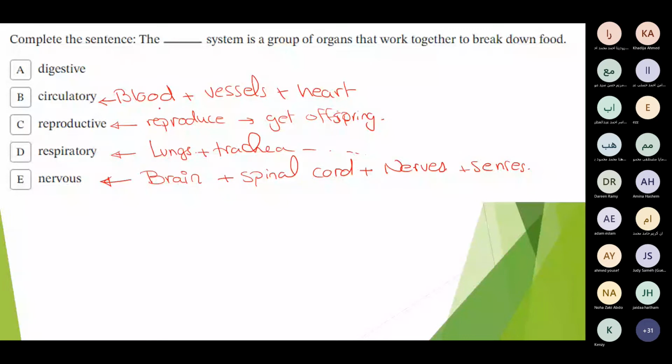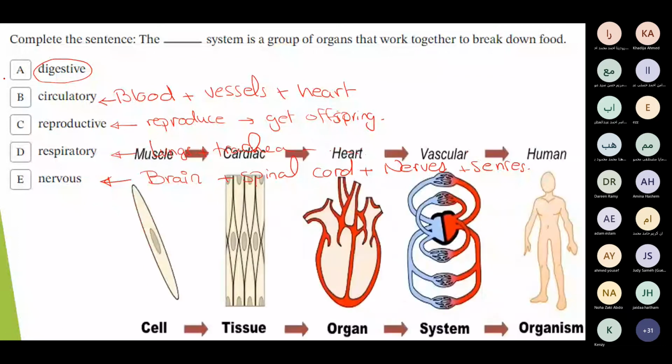كل دول they don't work together to break down food. But what is the system that its organs work together to break down food? Which one? Yes, the first one, digestive system. So this is the correct answer. أنا هنا كنت بفرجكم remember this structure: cell, tissue, organ, system, body. Okay, thank you, Layla.